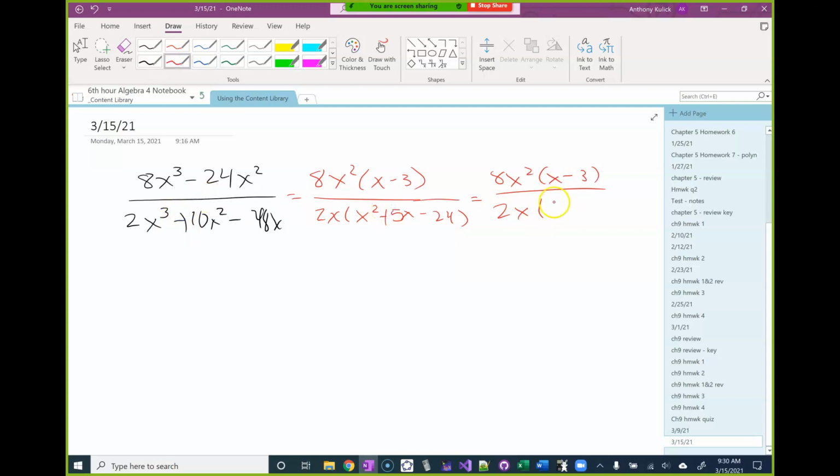So let's make it positive 8 and negative 3. And now that I've got everything factored, we can work on reducing. The x minus 3's can cancel. The 2 and the 8 can reduce. And then the x and the x squared can reduce. So we're left with 4x over x plus 8.